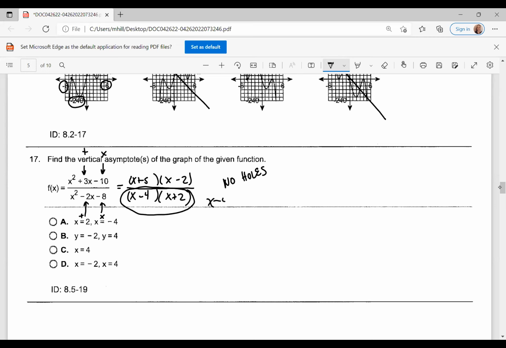So when is x minus 4 equal to 0? And when is x plus 2 equal to 0? And we know that those are going to be the opposites. So we would add 4. We get x is 4. We have a problem. And we would subtract 2 from both sides of our equal sign. And we've got a problem at x equals -2. And so on number 17, we're going to say D. Those are our problems. Those are our vertical asymptotes.